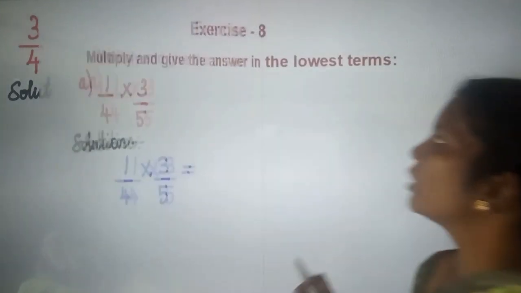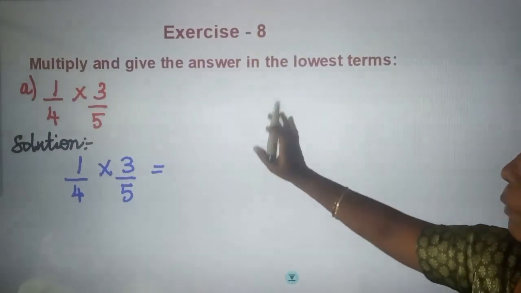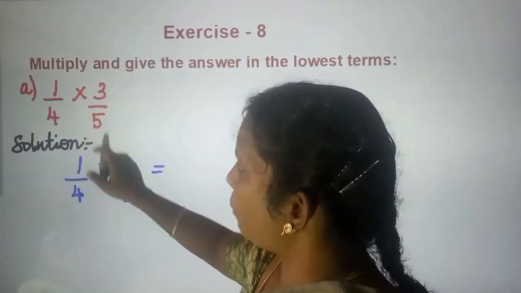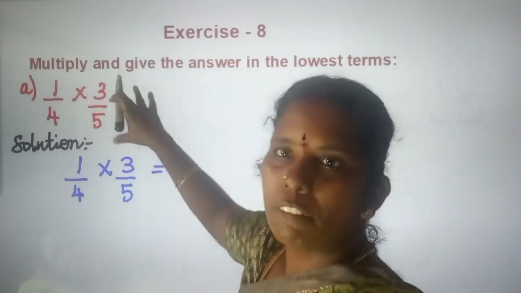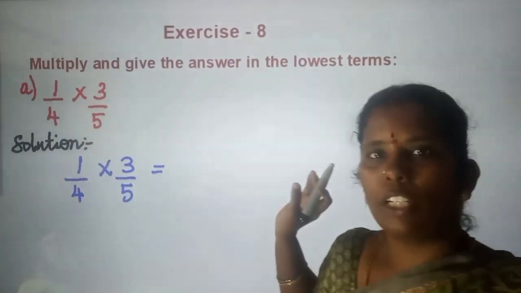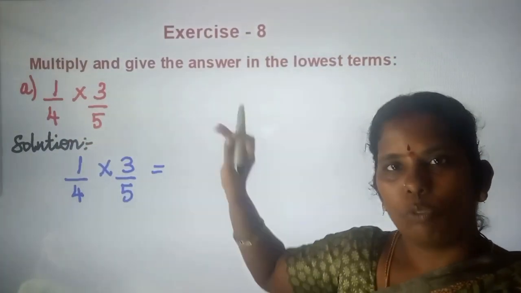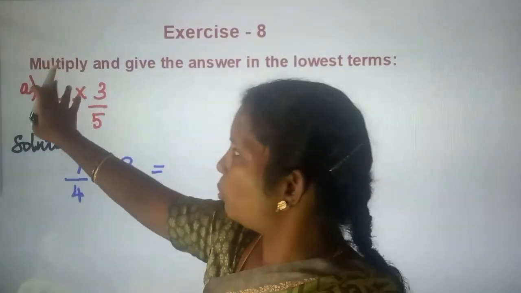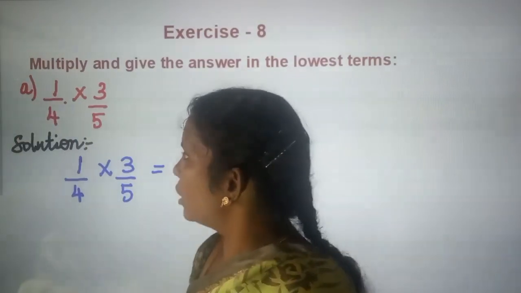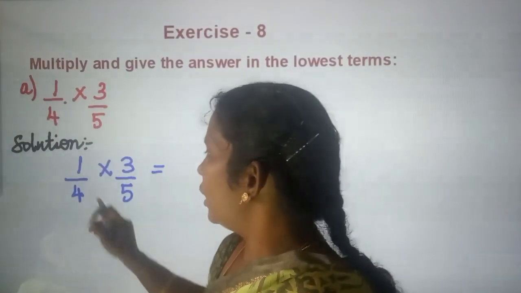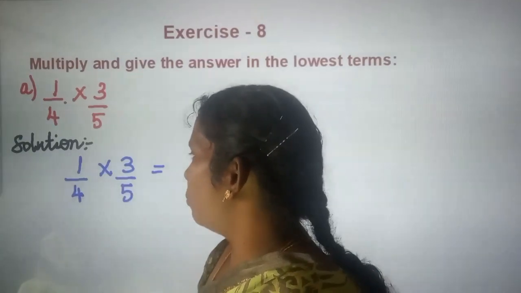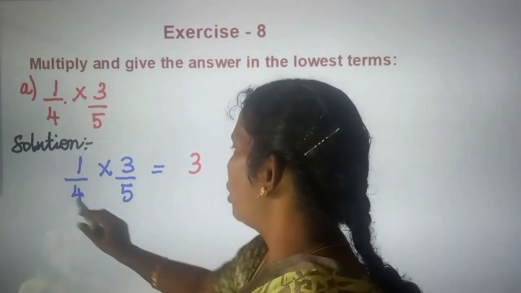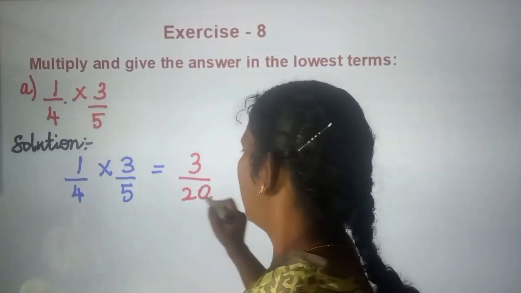The next one is the next exercise. The same, multiply and give the answers in the lowest term. See ma, 1 by 4 into 3 by 5. Here both the terms have numerator and denominator. In the last sum and all, we have seen only numerator and denominator on one fraction, and on the other side only numerator. Now both the numbers have numerator and denominator. This is 1 by 4 into 3 by 5. Here we are going to multiply the numerator with numerator and denominator with denominator. See, 1 3s are 3, 4 5s are 20, 3 by 20.